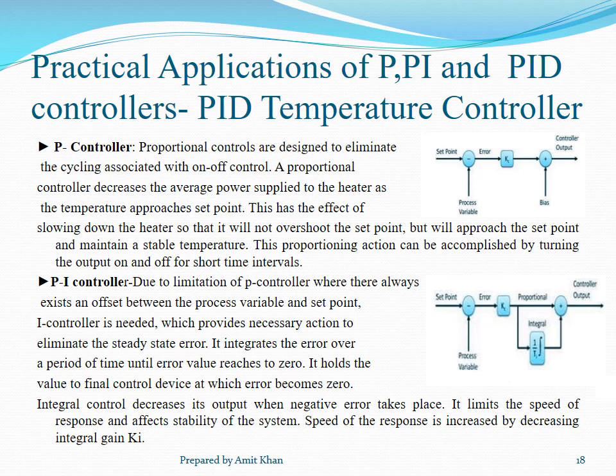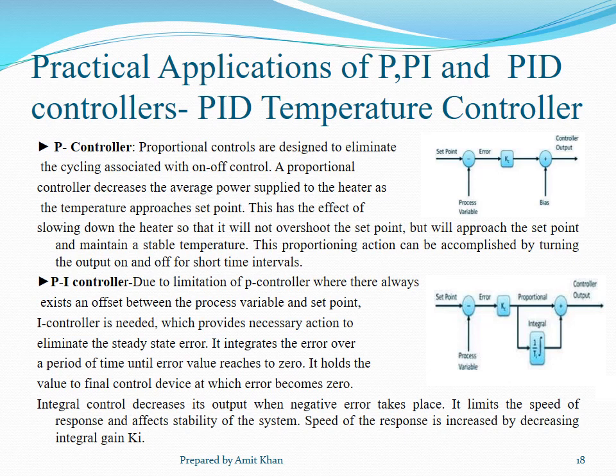Now for the P controller in the temperature control loop, the proportional controller is designed to eliminate the cycling associated with on-off control. The proportional controller decreases the average power supply to the heater as the temperature approaches the set point. This has the effect of slowing down the heater so that it will not overshoot the set point but will approach the set point and maintain a stable temperature. This proportional action can be accomplished by turning the output on and off for short time intervals.